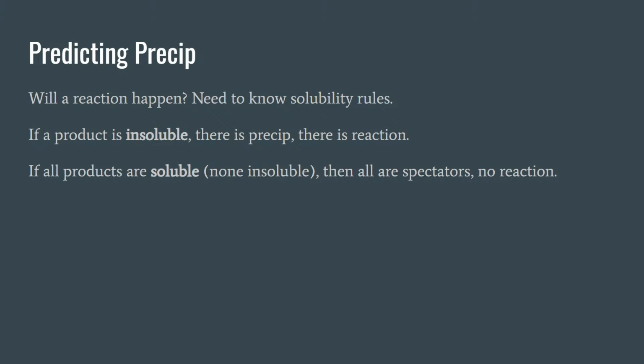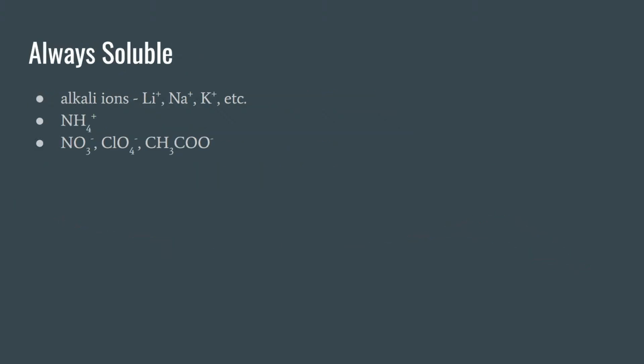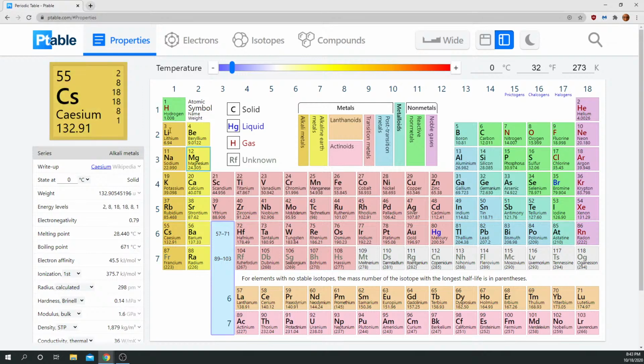So in order to predict a precipitation reaction, we need to know our solubility rules. First up, you have ions that are always soluble. Those are the alkali metals, the first column over here. These guys will always, always, always be soluble in water. Lithium, sodium, potassium, rubidium, cesium, and technically francium. Always, always soluble.